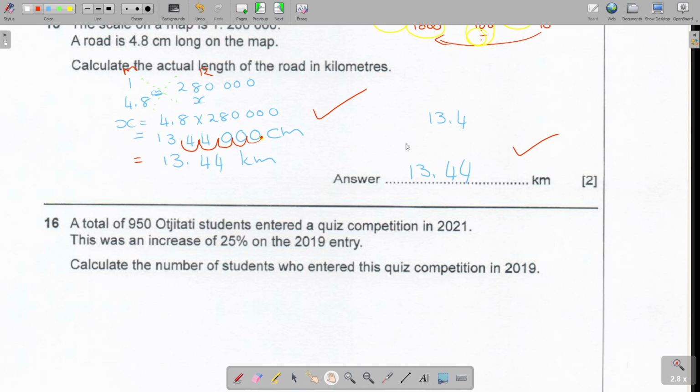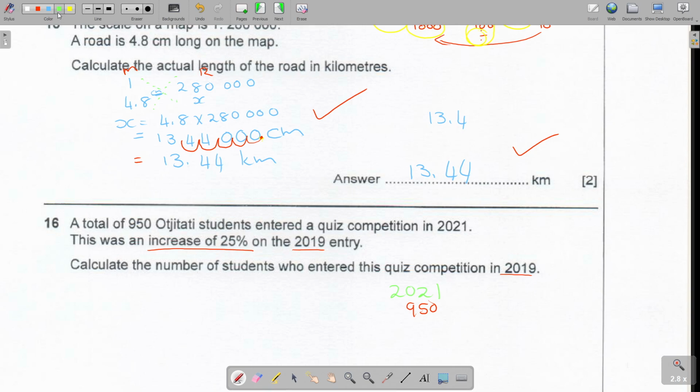A total of 940 Ochitati students entered a quiz competition in 2021. This was an increase of 25 on the 2019 entry. Calculate the number of students who entered this quiz in 2019. Now, remember, if this is 2021, the number of students was 950.